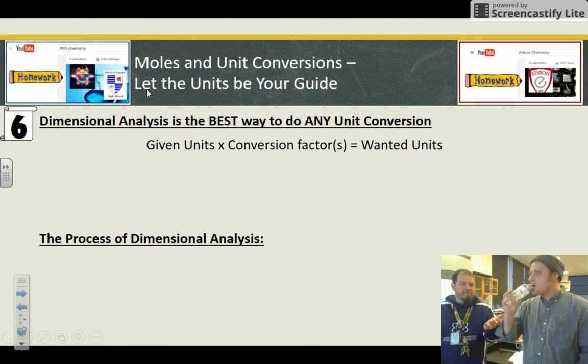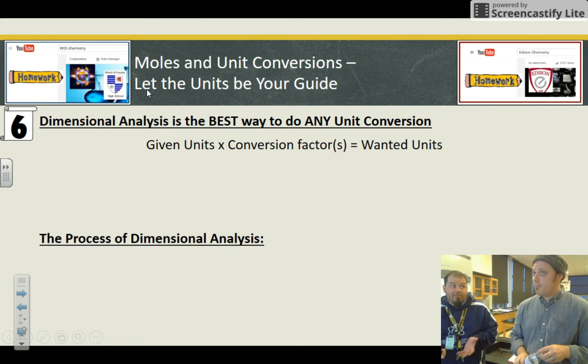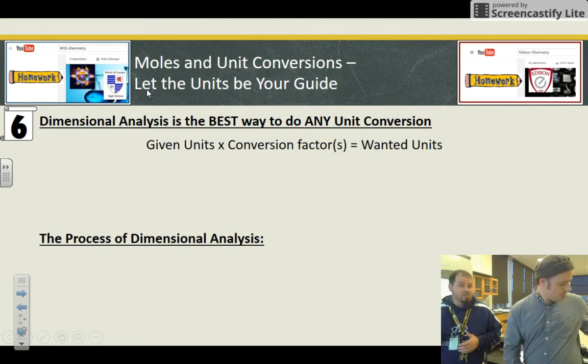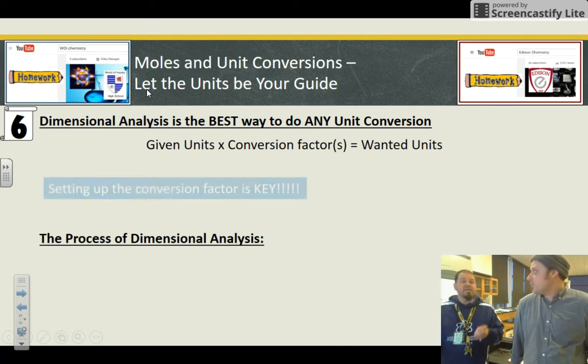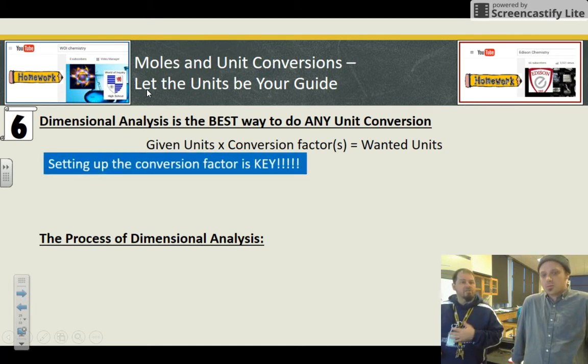So I'm going to take the given. I'm going to multiply it times my conversion factor, which is the gram formula mass. And it can go one of two ways. And that's going to give me my wanted units. But I'm going to let the units be my guide, so I set it up right. Setting it up is key.